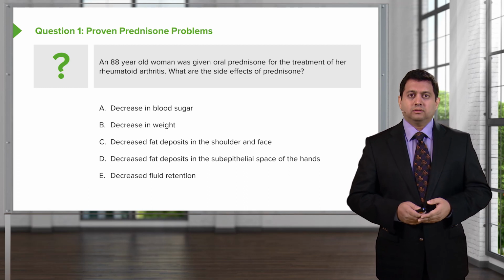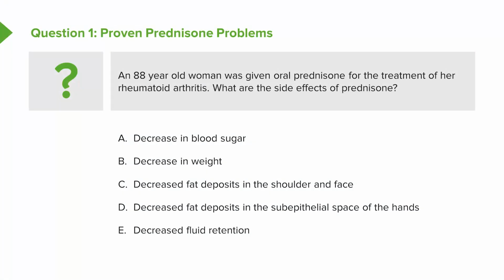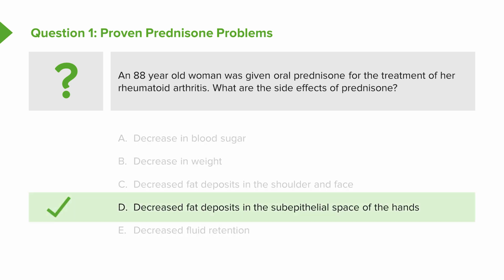Decrease in blood sugar, decrease in weight, decreased fat deposits in the shoulder and face, decreased fat deposits in the subepithelial space of the hands, and decreased fluid retention. The answer is D, decreased fat deposits in the subepithelial space of the hands.